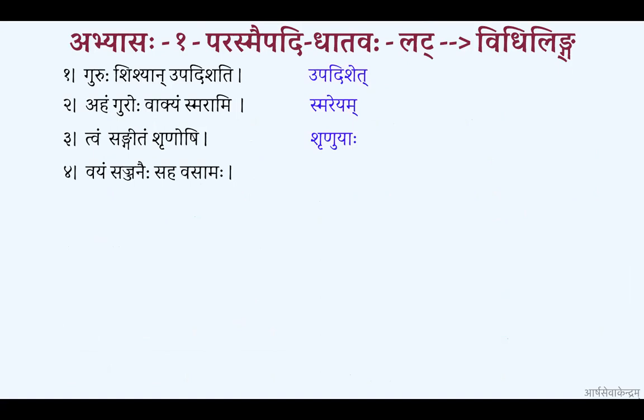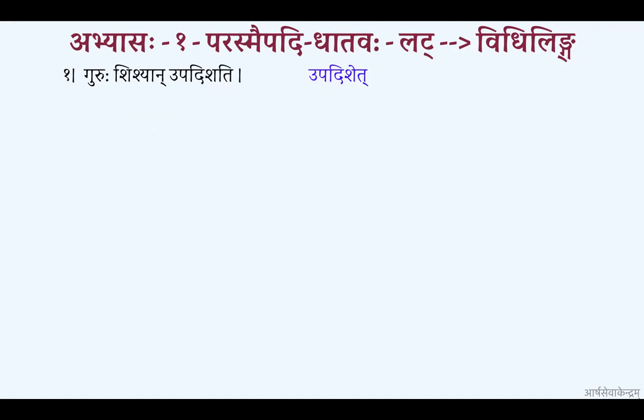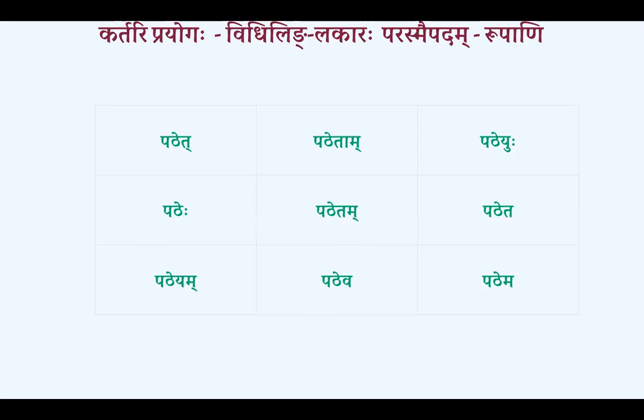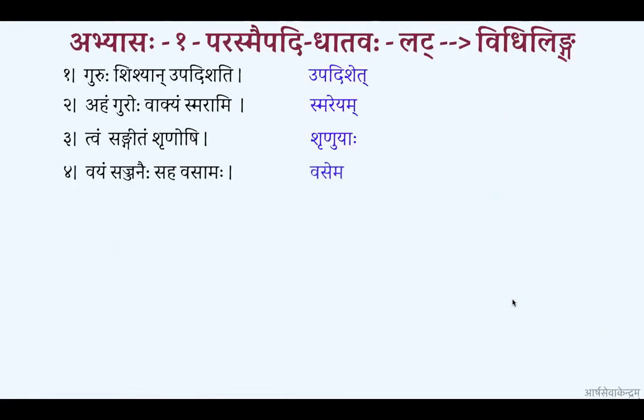Rohini Mahode. Vayam Sajjanaihi Saha Vasamaha. Vayam Vasema. Aham Vaseyam. Artaha kaha? Maybe live with good people. Uttamam. Maybe live with good people, or we must live with good people, depending on the context.